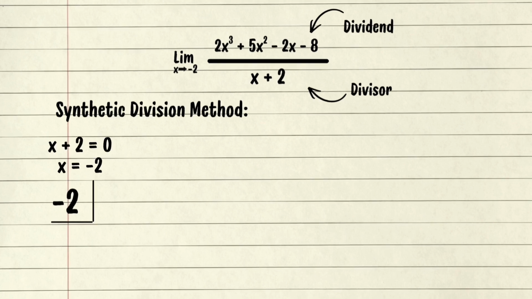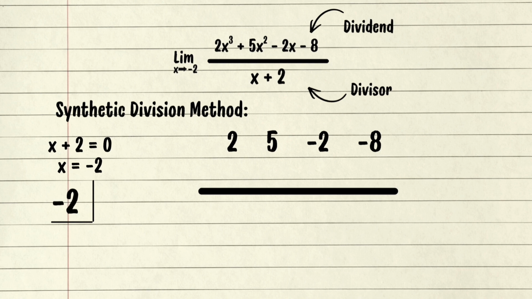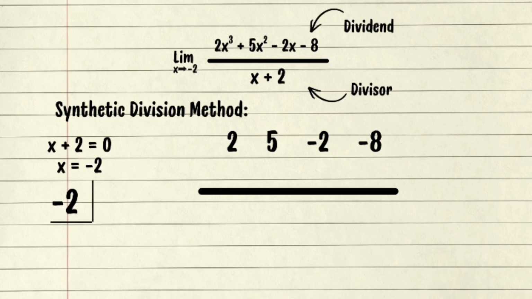Step number 2. We will take the coefficients of our dividend or our polynomial, 2x cubed plus 5x squared minus 2x minus 8. The coefficients are the constants or numbers found in an expression. For 2x cubed, we have 2. For 5x squared, we have 5. For negative 2x, we have negative 2. And lastly, negative 8. These are the coefficients of our polynomial.